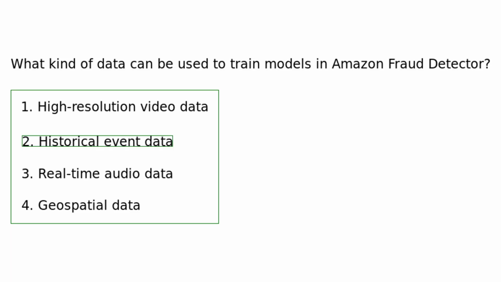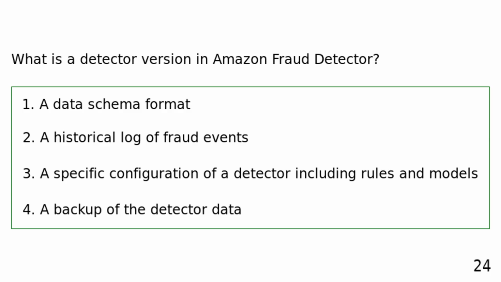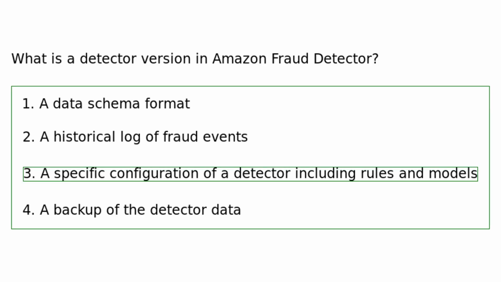Historical event data can be used to train models in Amazon Fraud Detector, helping to identify patterns associated with fraudulent activity. What is a detector version in Amazon Fraud Detector? A data schema format. A historical log of fraud events. A specific configuration of a detector including rules and models. A backup of the detector data. A detector version is a specific configuration of a detector, including the rules and models used to evaluate events.